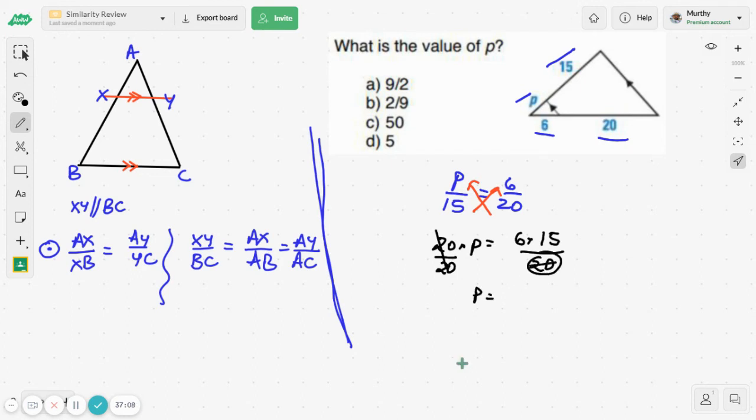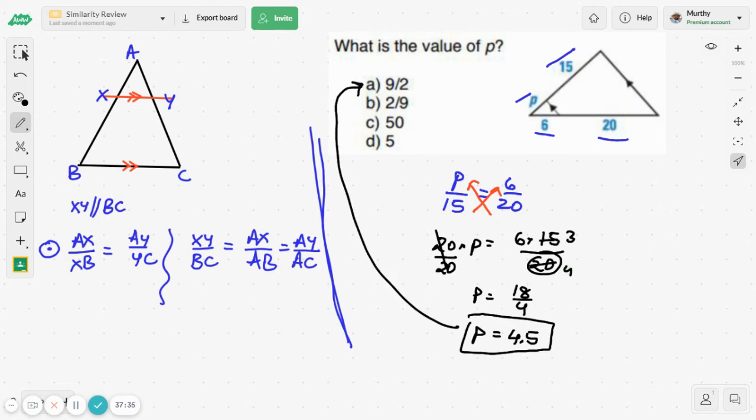Therefore, let me use my brain, not the calculator. 5 fours, 5 threes. Then 18 over 4, that equals 9 over 2, that gives me 4.5. The value of P equals 4.5 or 9 over 2. It's one and the same.